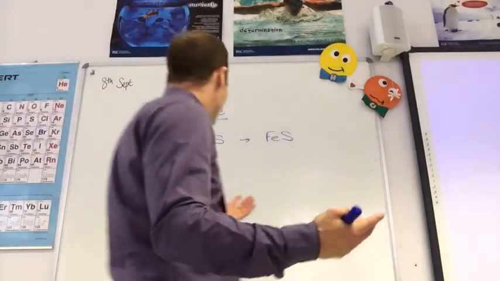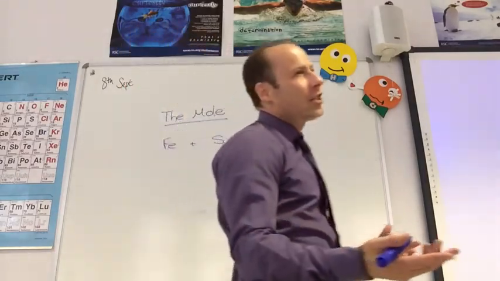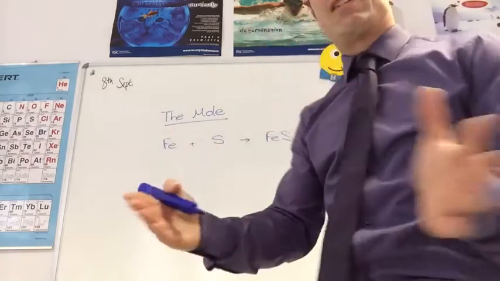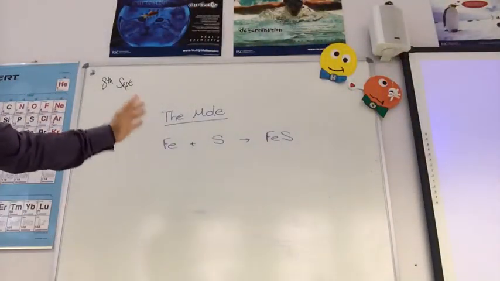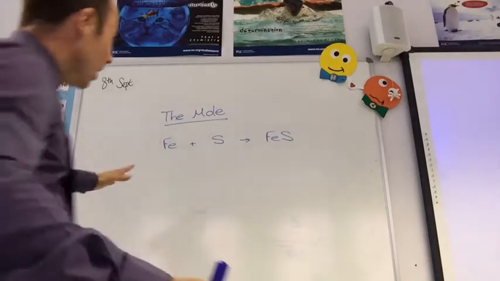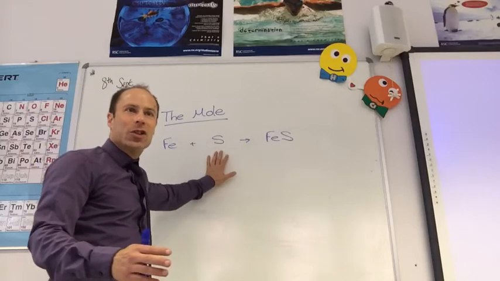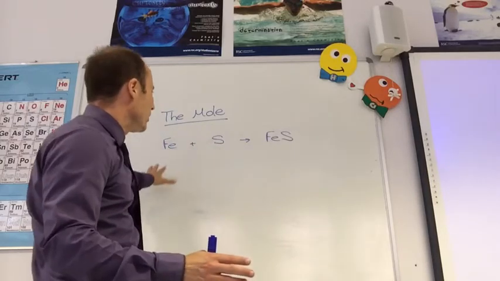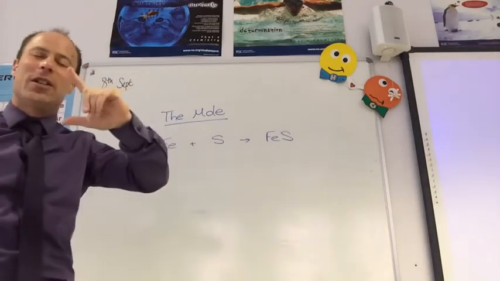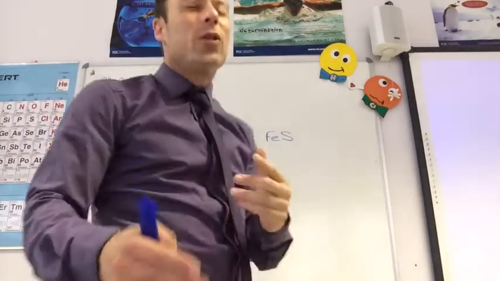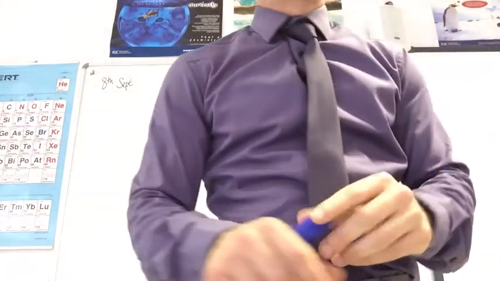How do I measure out how many irons I need and how many sulfurs I need? Can I just say, oh well, I use 10 grams of iron and 10 grams of sulfur because it's a one-to-one reaction? I can't, because iron atoms weigh a different amount to sulfur atoms. So you can't just use masses to work this out. Instead, we use something called the mole, which always kind of freaks people out because you think of little furry creatures, things like that. But it's something completely different.